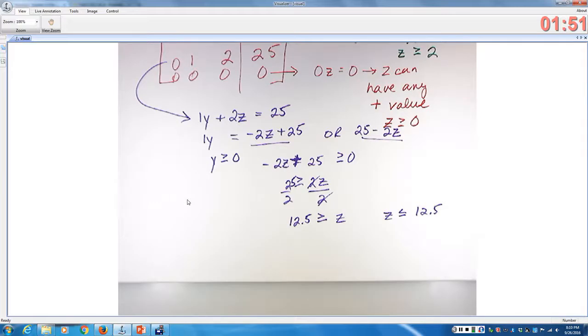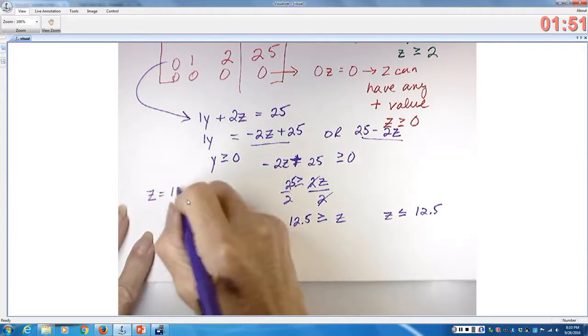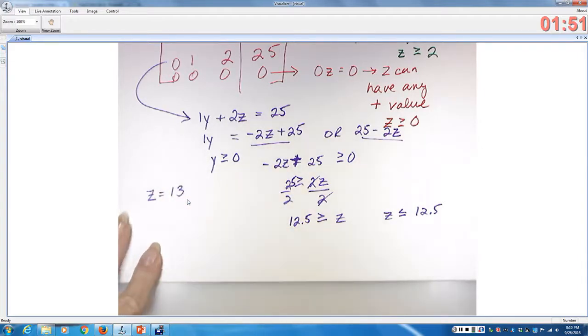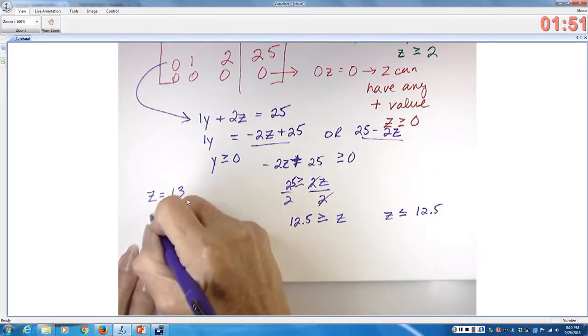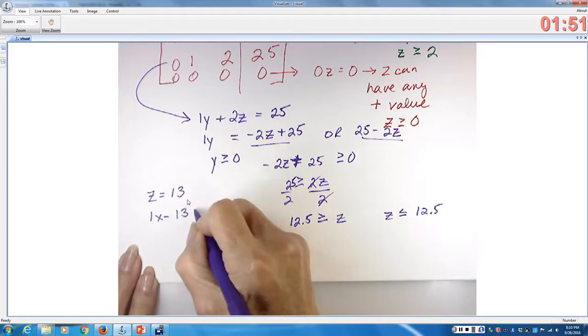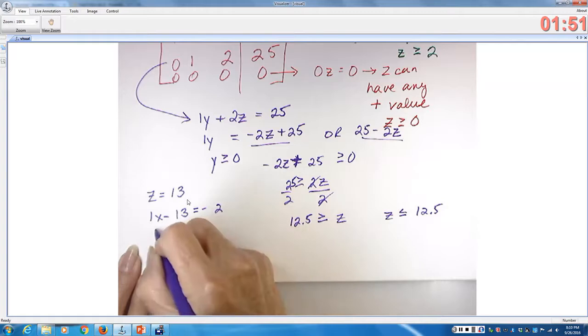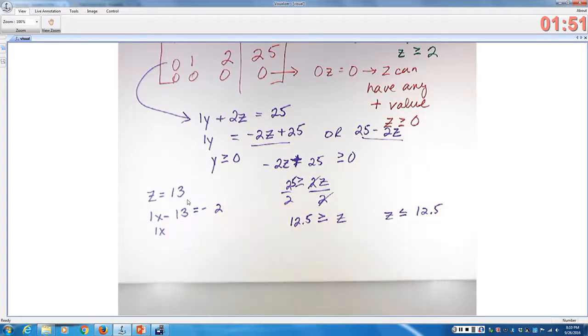And you could actually verify that by trying to let z be 13. You'll see that you can't get a valid solution, because if z is 13, you're saying that 1x minus 13 is equal to negative 2. 1x, no, wait. That should have worked.